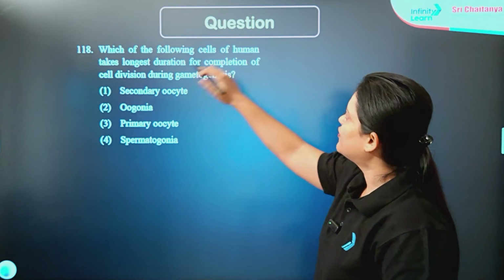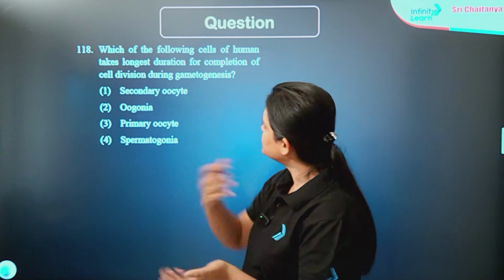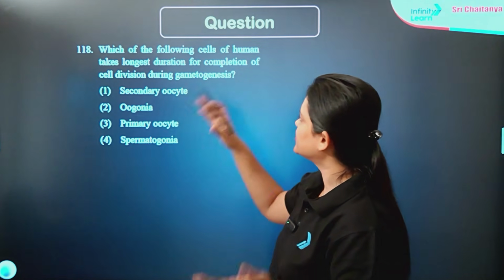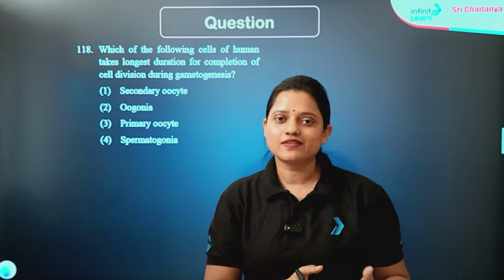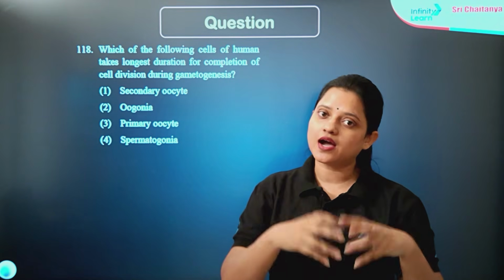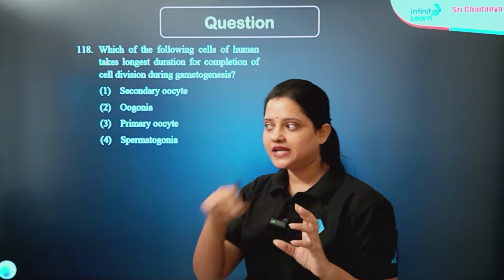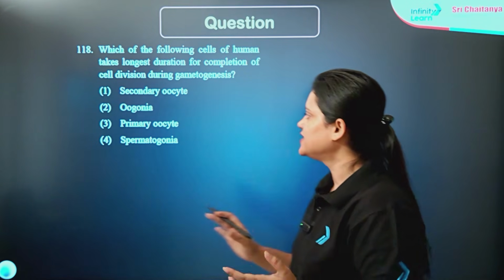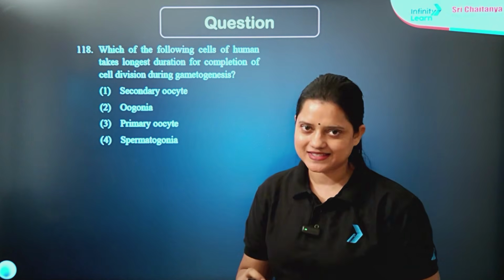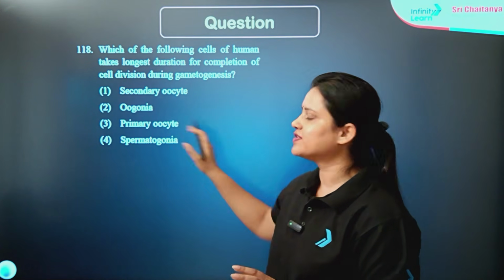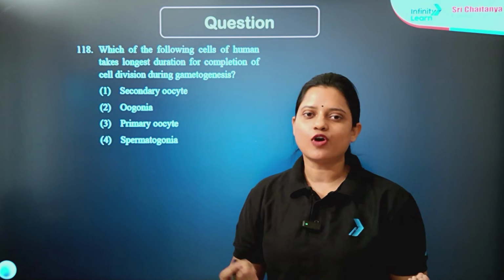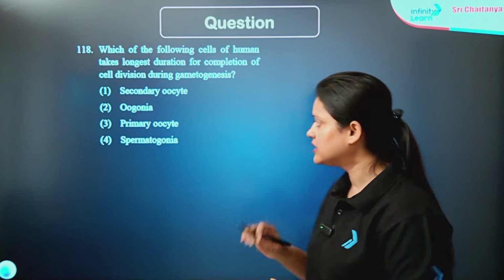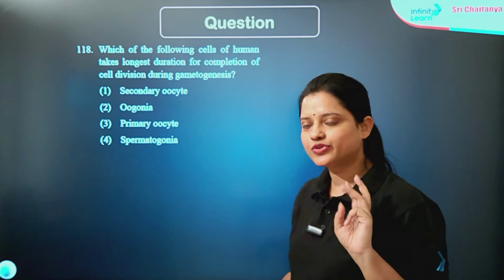Next. Which of the following cells of humans takes the longest duration for completion of cell division during gametogenesis? If you can recall, the primary oocyte starts meiosis 1, but it will complete meiosis 2 only at the time of fertilization, right? So it should be the primary oocyte. After completion of meiosis 1, the secondary oocyte is formed and released at the time of ovulation. So the answer here will be 3.